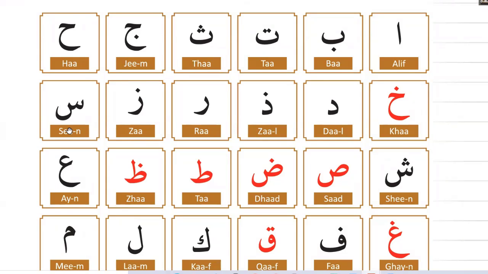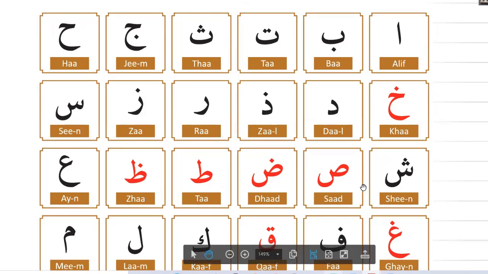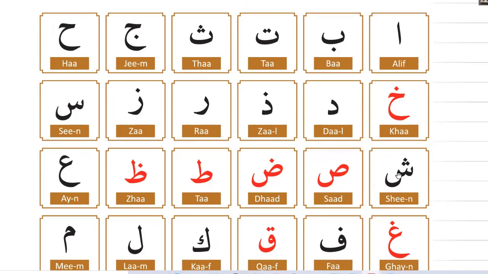The next letter is sheen. Again, it is a W with a hook at the end, and it has three dots on top, right? And sheen is like the SH sound, like should. You can remember this letter with the SH sound. Sheen. Okay. The next letter is sad, right?